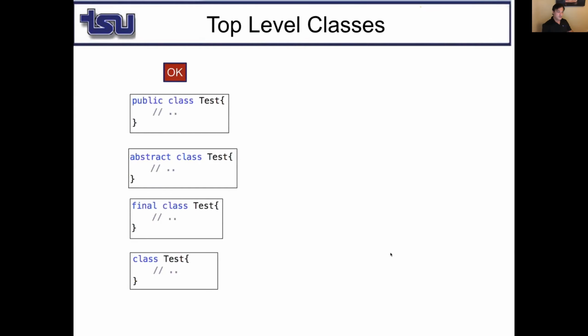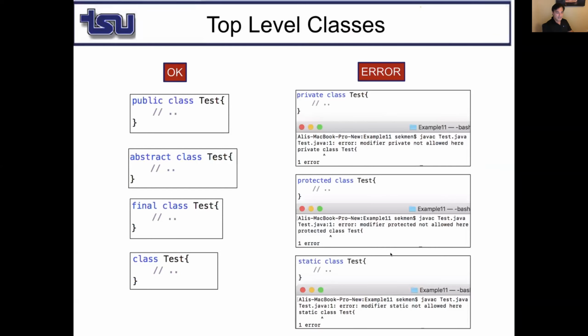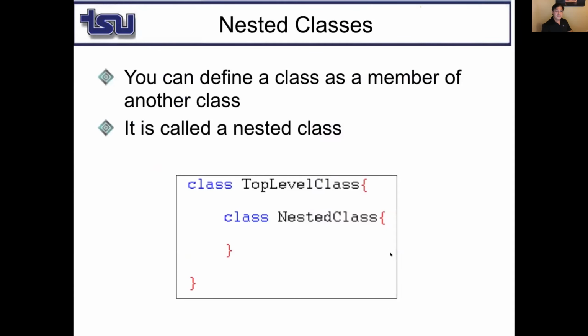All the classes that we have seen so far, we have seen public class, abstract class, final class, and just a class without any access identifier. Abstract class means it's a class that most likely has an abstract method that needs to be implemented by a subclass. Final class means that class cannot be a superclass of any other classes. However, if you make your class private and try to compile, you will get an error. Again, static, you cannot. Top-level classes cannot be private, protected, or static, whereas they can be public, abstract, final, or without any access identifier.